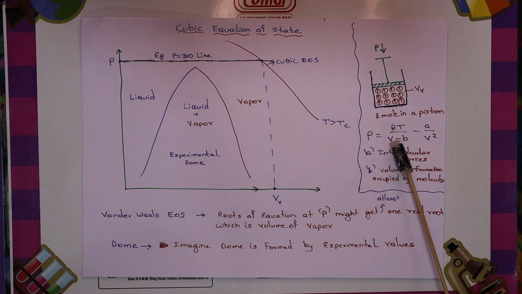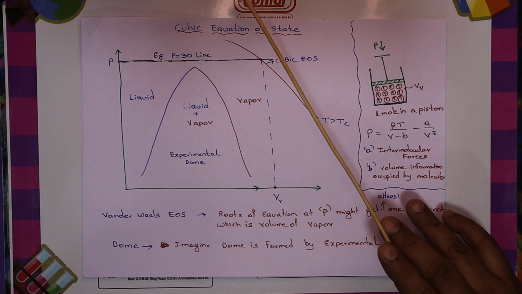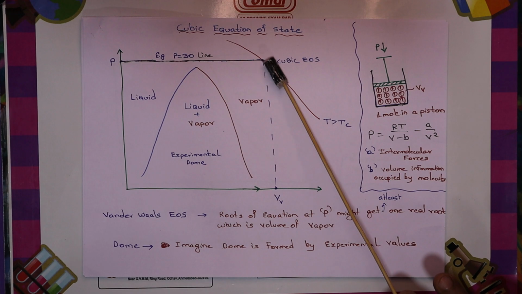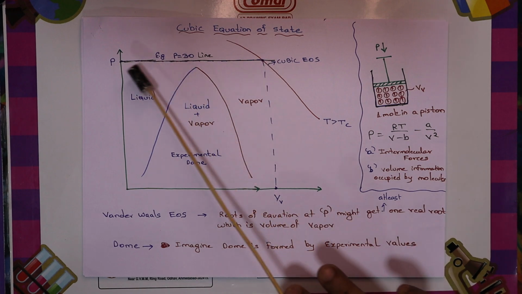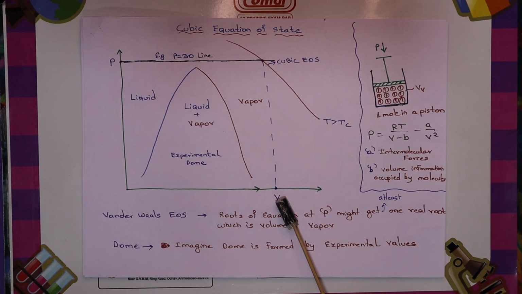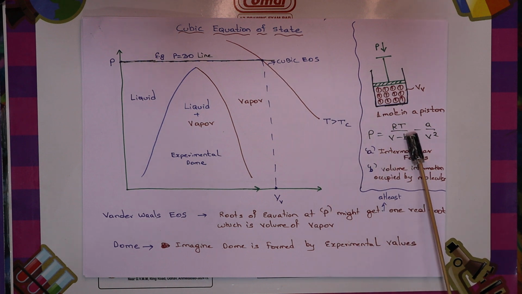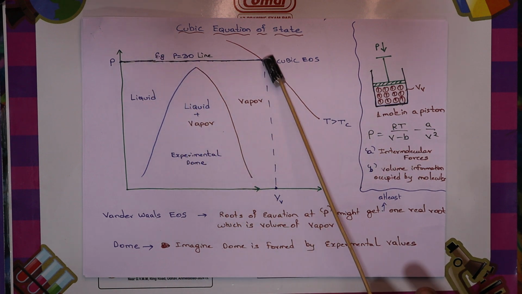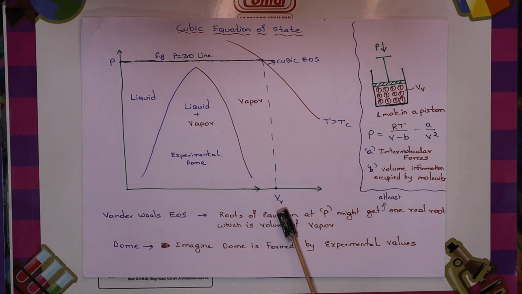Consider this as one line. The second line is the van der Waals equation of state. Both are going to meet at one point, which is a common solution for this horizontal line and this equation of state. That solution is the molar volume of the vapor according to this equation at pressure equal to 30.